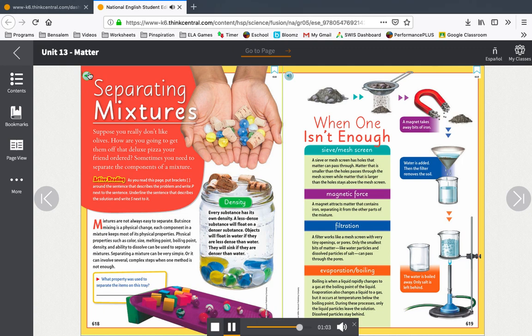Density. Every substance has its own density. A less dense substance will float on a denser substance. Objects will float in water if they are less dense than water. They will sink if they are denser than water.